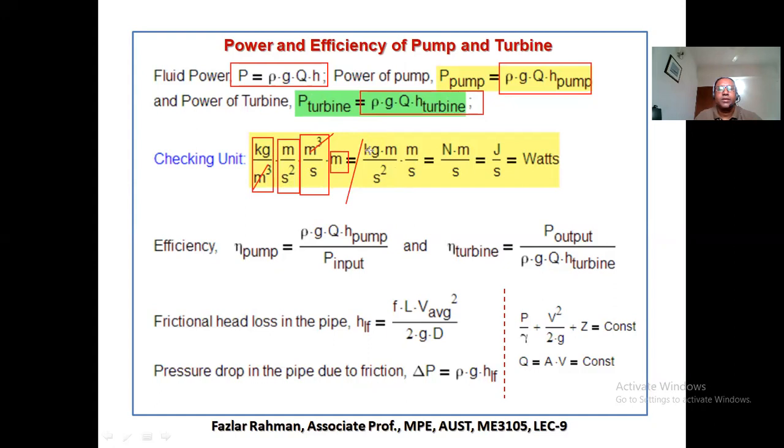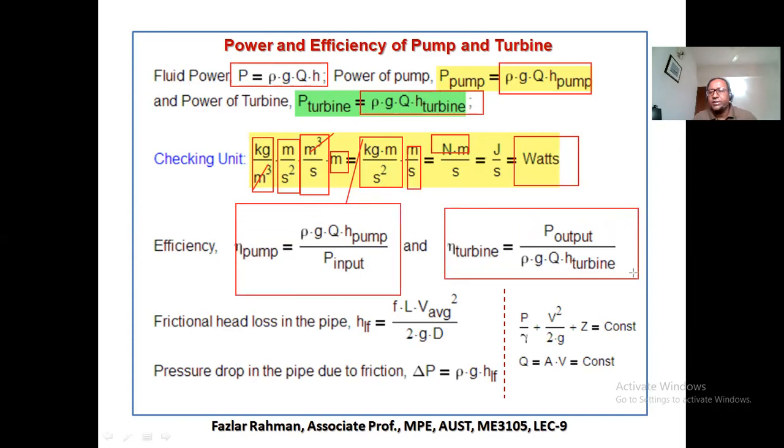So we have kg meter per second square, that I put over here, and you have meter per second, right? That meter per second over here. And kg meter per second square equals Newton. So you get Newton meter per second, and Newton meter equals joule. So joule per second equals watt. Okay. Now, how will you figure out the efficiency of the turbine? This is the efficiency of the pump, and the turbine is this one. Okay. Frictional loss, Darcy-Weisbach equation, HLF equals F L V average square divided by 2 G D. And for any pressure drop, if you know the HLF, you can figure out the pressure drop. Pressure drop equals rho G times HLF.